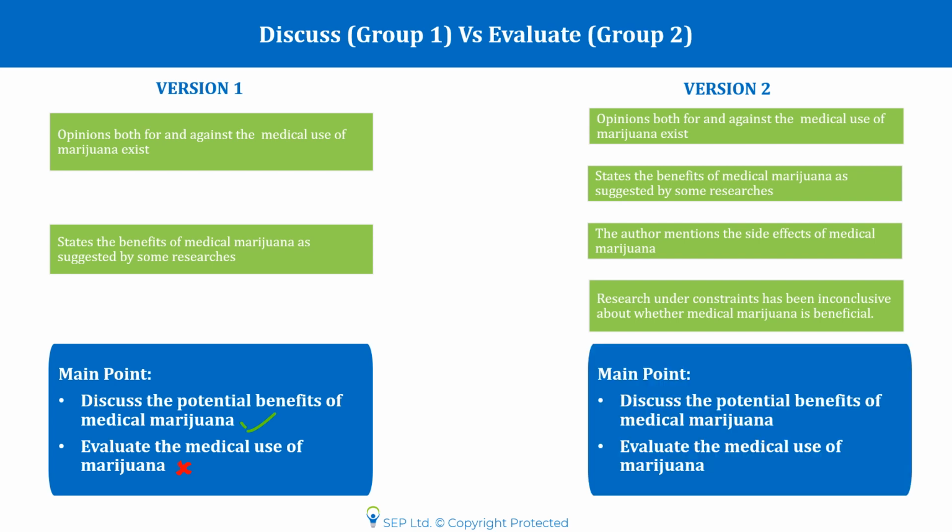On the other hand, in case of version 2, we have the cons mentioned as well as the author's conclusion in the last paragraph. And so we know right away that the author is not merely discussing the benefits of medical marijuana, but is actually evaluating the medical use, the medical importance of marijuana. See how easy it becomes to differentiate between the confusing words once you know what the differentiating factors between them are. We have more such examples in store for you. Let's get on with it.